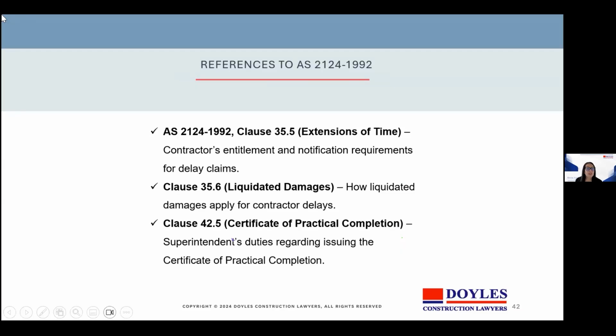So just coming back to references to the Australian Standard 2124, Clause 35.5 deals with the extensions of time. Clause 35.6, liquidated damages. And Clause 42.5 deals with the certificate of practical completion. These clauses govern the certification mechanics, and it's really important to follow them precisely.